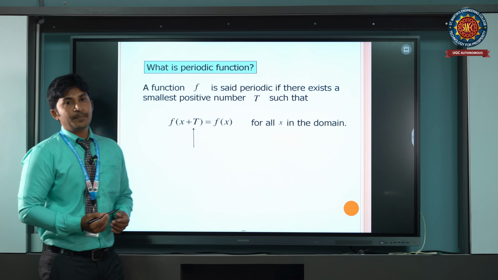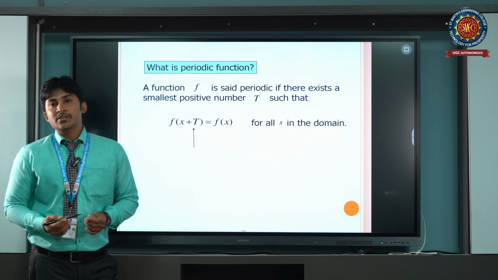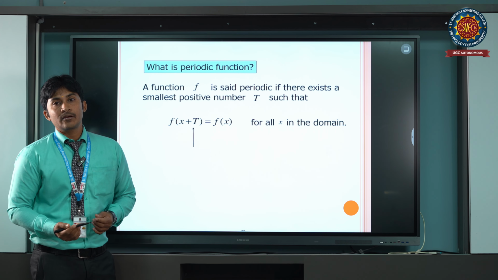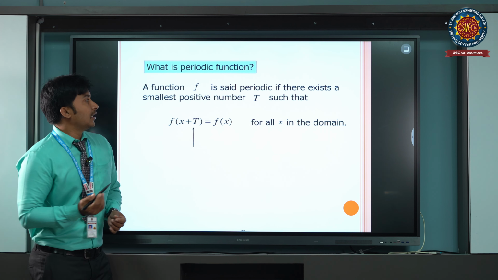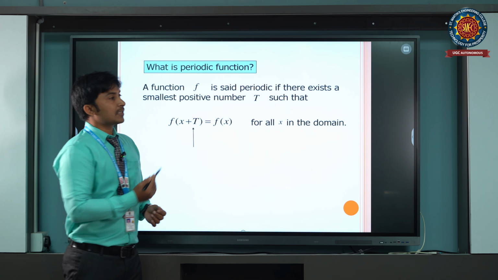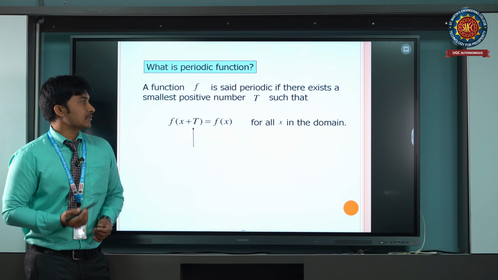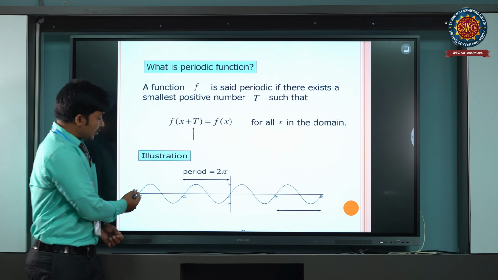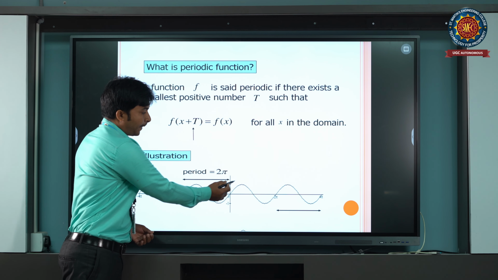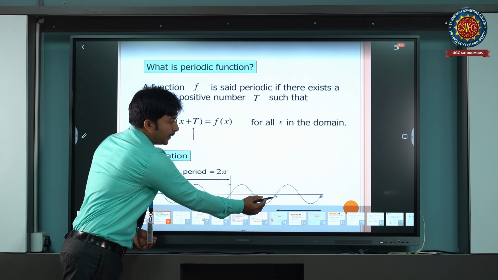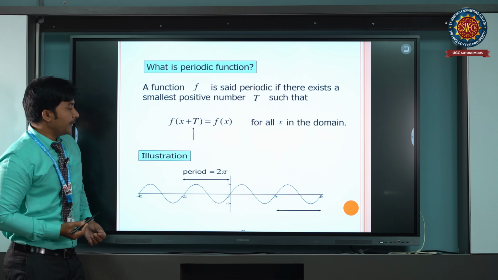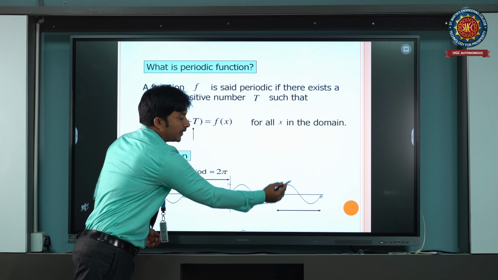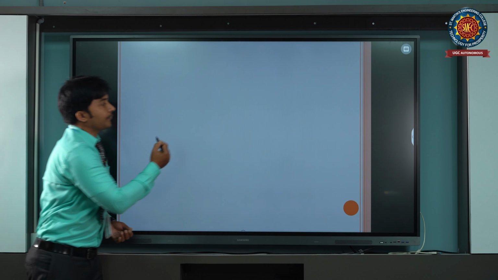And next one is, what is a periodic function? A function f is said to be periodic if there exists a smallest positive number T such that f of x plus T equals f of x for all x in the domain. This is an illustration of a periodic function. The period is 0 to 2 pi, and it continues through 4 pi, with the limit 2 pi.